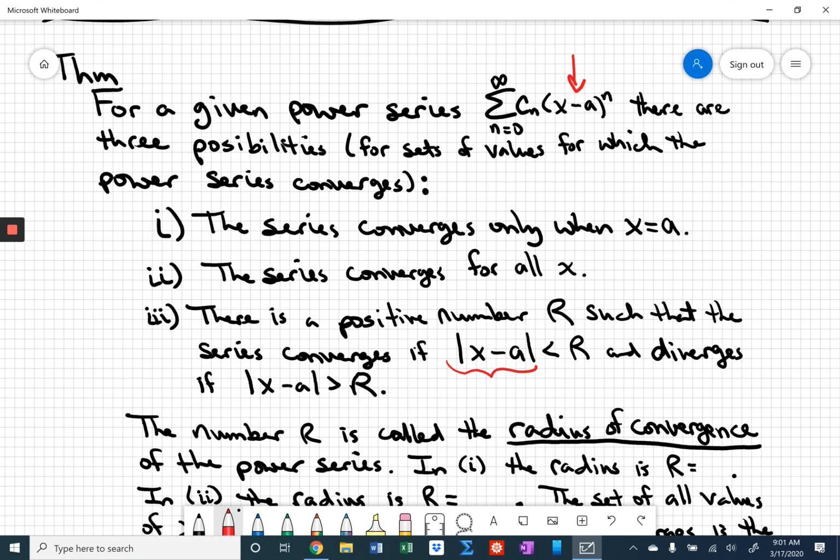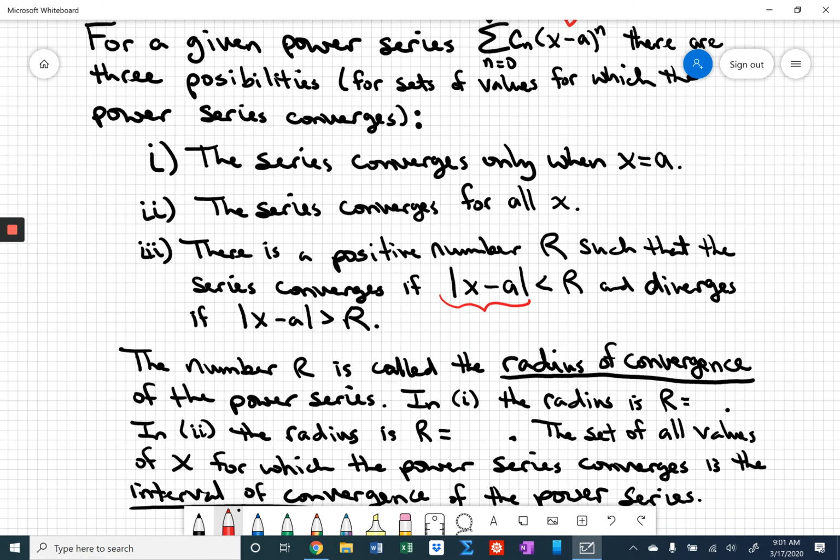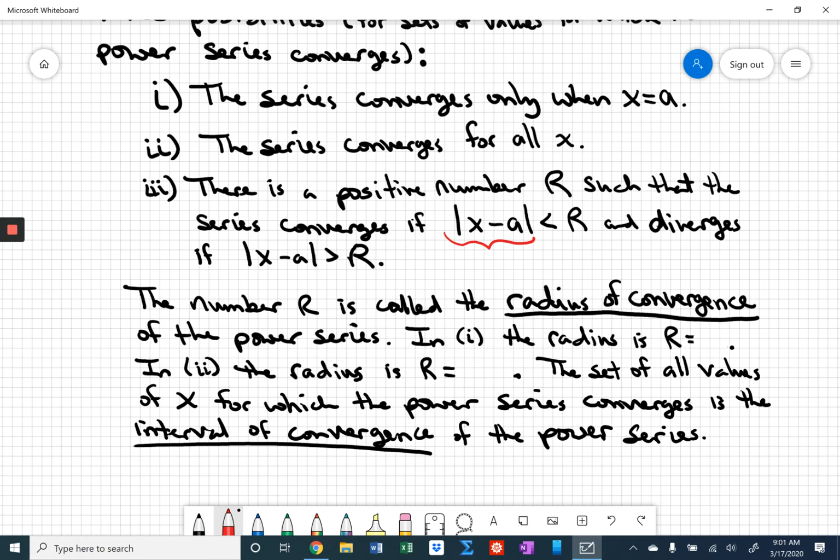Again, some series will converge no matter what value you plug in, and some series will converge only for values within a certain distance from the center. A few more lines for this theorem here. These sentences that follow are still part of it.